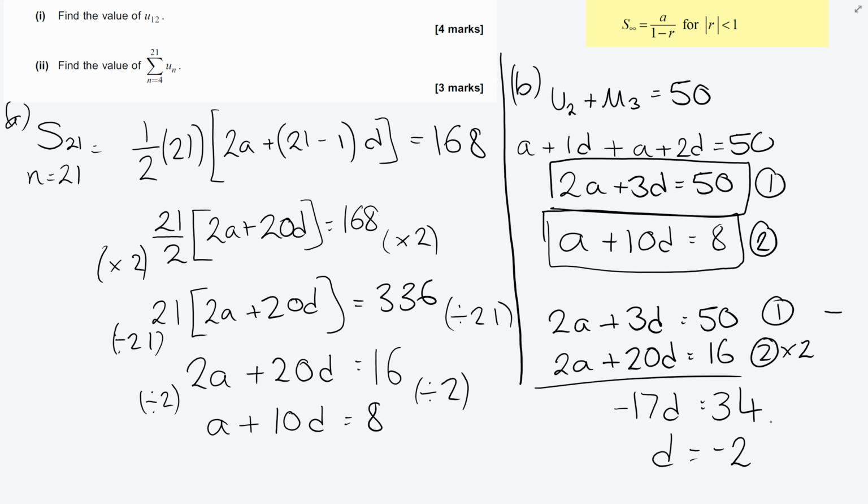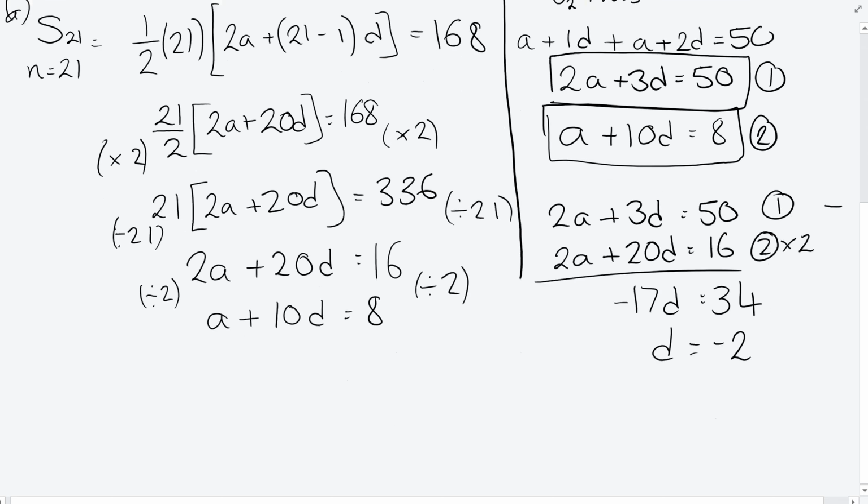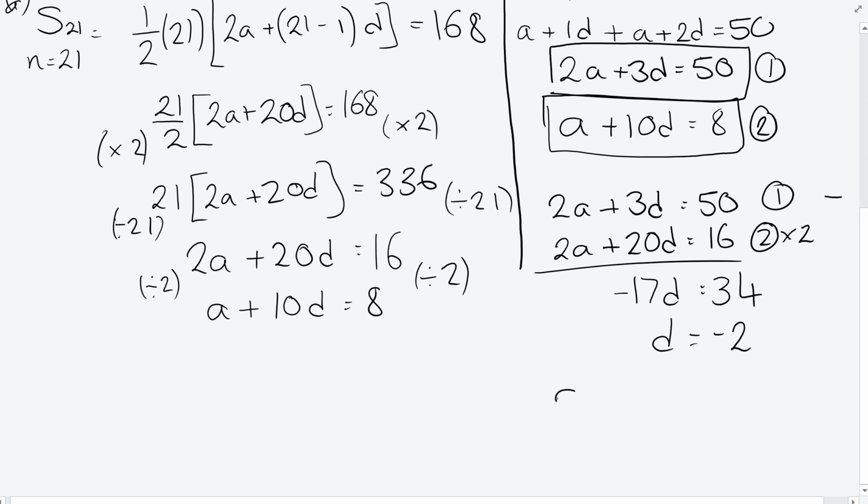Again, you've got your calculator to support you if you want to check any of that or make sure that you're right. So once I've found the value of D, I can use either equation 1 or equation 2 to find the value of A. I'm going to use equation 2. So A plus 10 lots of minus 2 equals 8. So A plus minus 20 equals 8, A equals 28.